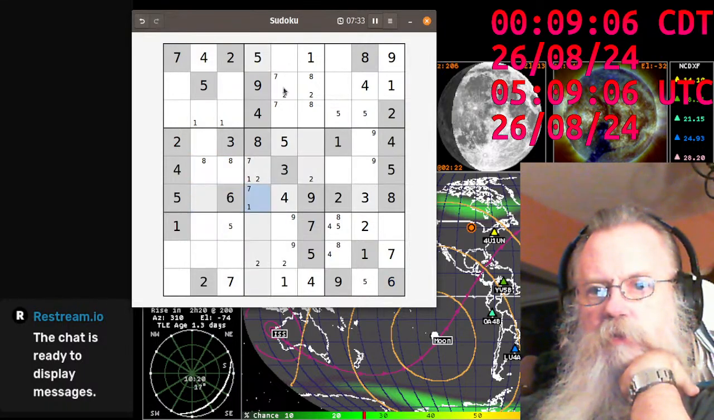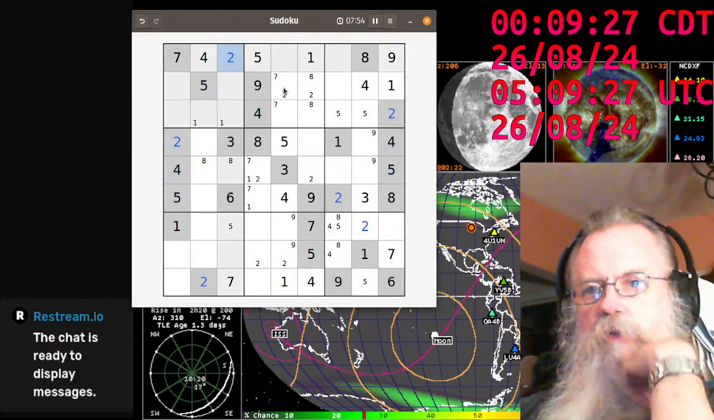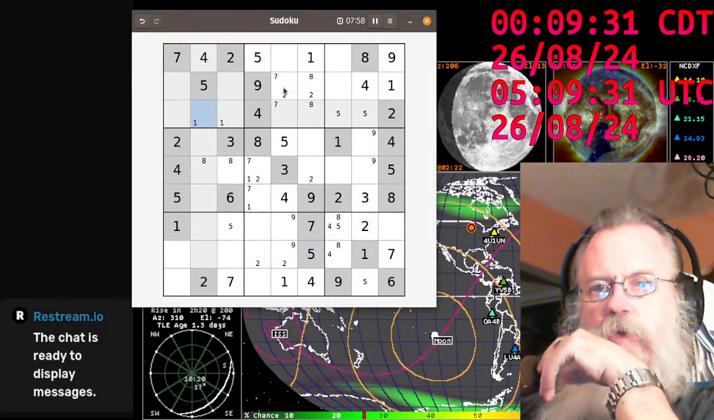Still 3 possibilities here, 2 here. All right, 2s. There, and there. One of these two is a 2. And these two, one of these two. We got 2s here, here, and here. So I can't really do anything with that at this point.